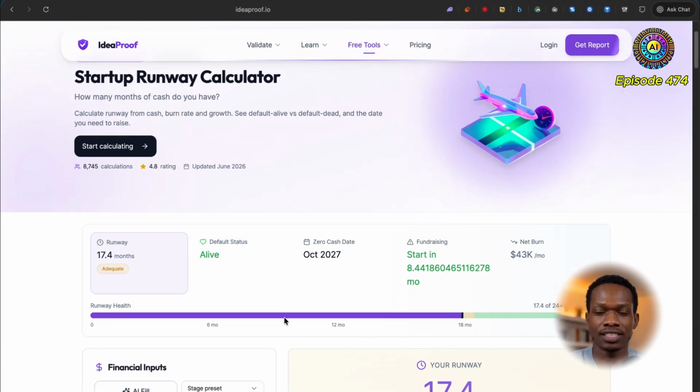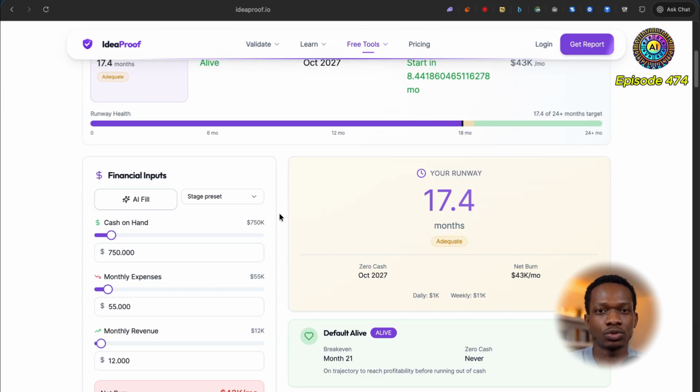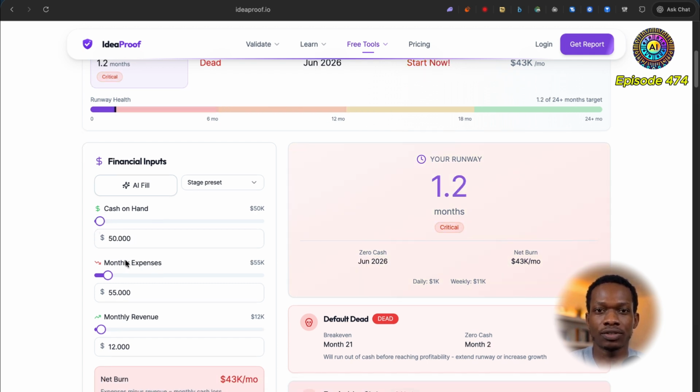So I'm going to dive right into this here. As you can see, you can begin calculating. You can click AI fill and it will just show you an example. You can set which stage you're at in terms of investment. You can select how much cash you've got on hand. So let's say you've got about 50k on hand.